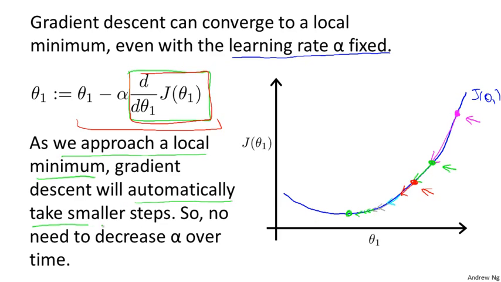So just to recap, in gradient descent, as we approach a local minimum, gradient descent will automatically take smaller steps. And that's because as we approach the local minimum, by definition, the local minimum is when this derivative is equal to 0. So as we approach the local minimum, this derivative term will automatically get smaller, and so gradient descent will automatically take smaller steps. So this is what gradient descent looks like, and so there's actually no need to decrease alpha over time. So that's the gradient descent algorithm, and you can use it to try to minimize any cost function J, not just the cost function J that we defined for linear regression.